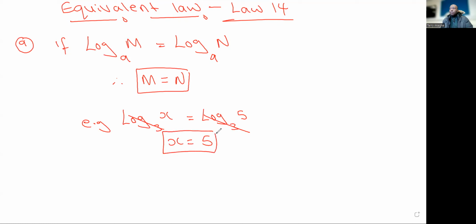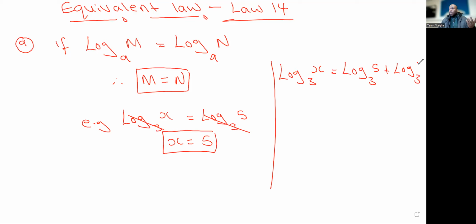5. Please, all right, if you have something like log 3x is equal to log 3, 5 plus log 3, let's say, let's put 7 here, okay? Something like that. You can't just cancel, okay? You can't cancel this like this. This is wrong. You only have to have one log on both sides.